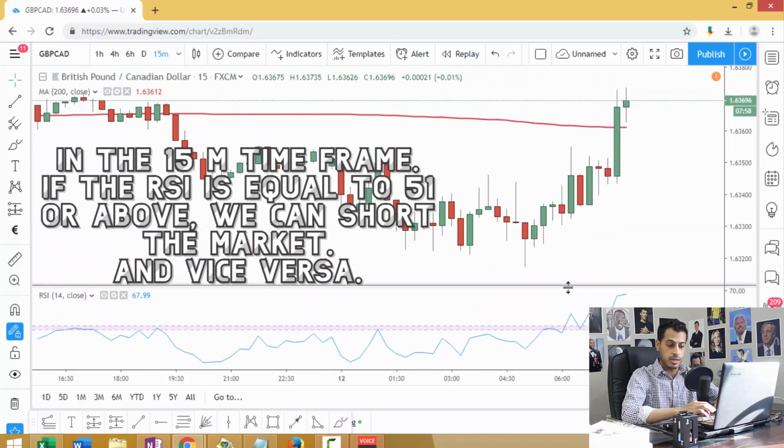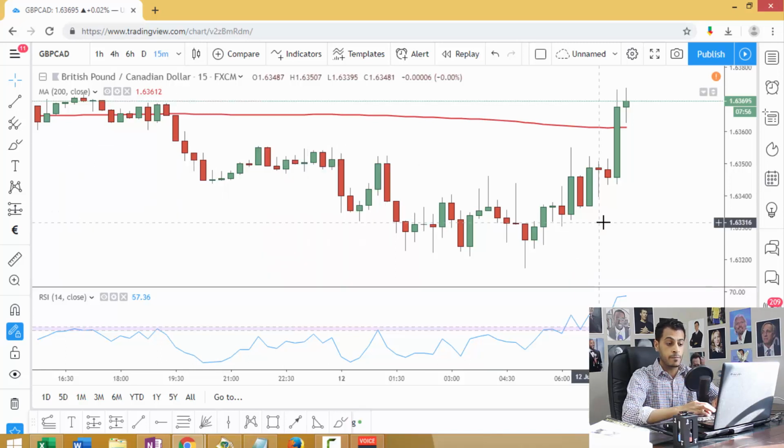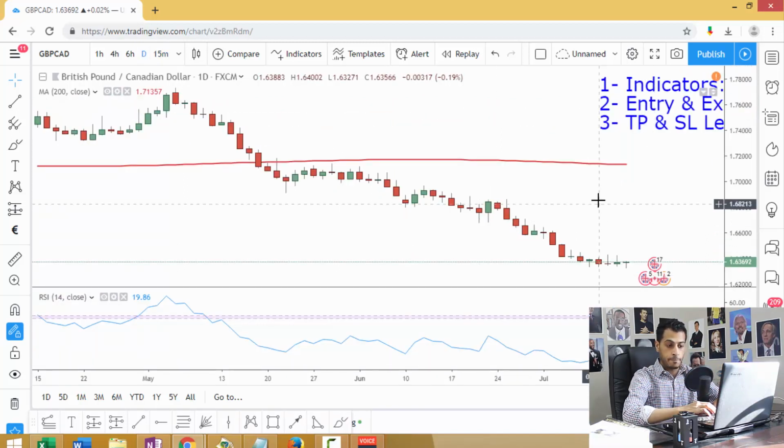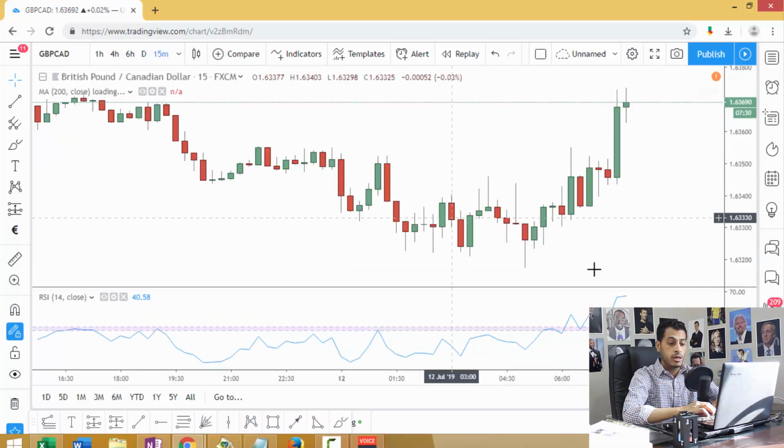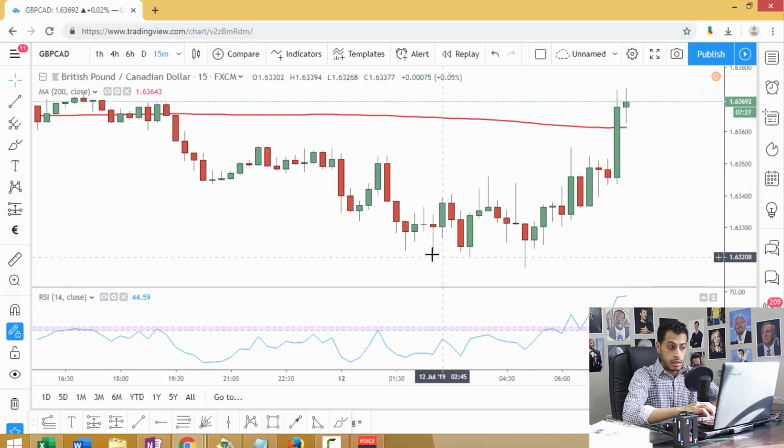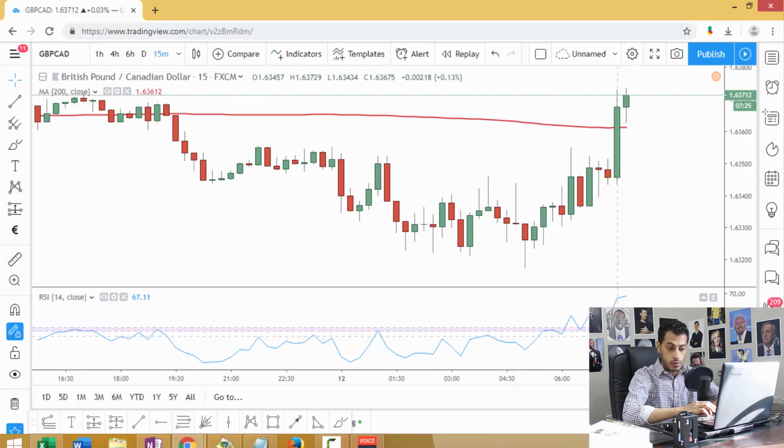And that is the second rule, and this is actually the first component, the indicators, the moving average and the RSI. So let's have this scenario. We want to buy the market right now. Well, the two rules have to be true at the same time. The first rule is that the price should be above the 200 moving average, and at the same time the RSI in the 15 minutes time frame should be equal to 49 or below the 49 level.